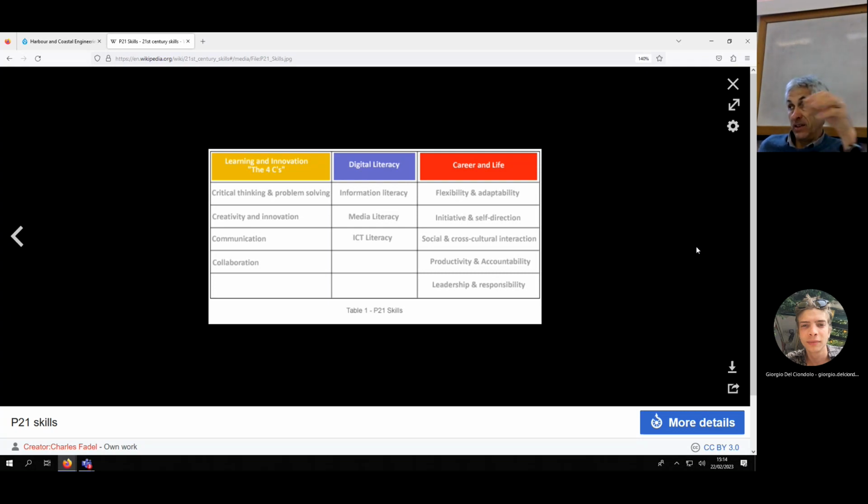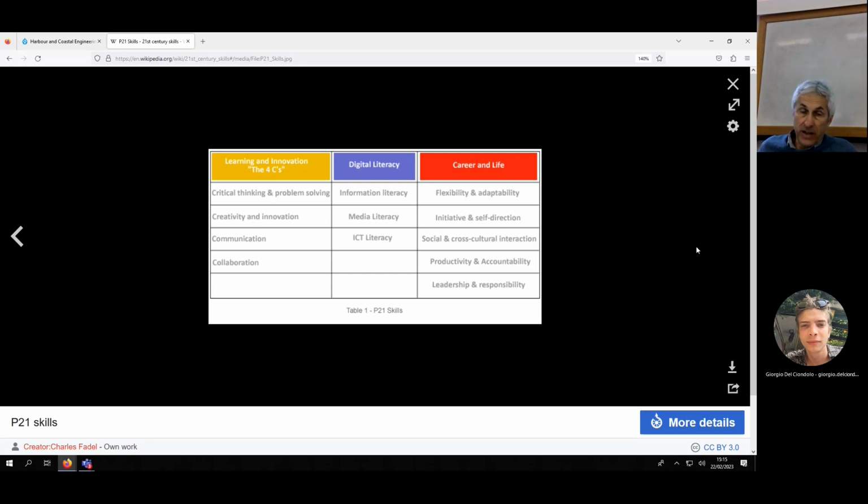And then there is career and life, which are very important. Pay attention to these items: flexibility and adaptability. It is extremely important. This is another key ingredient for a job provider. They really want flexibility. They don't want to change their personnel every time that we experience a change in the market, in the socioeconomic setting. The change is every day today.